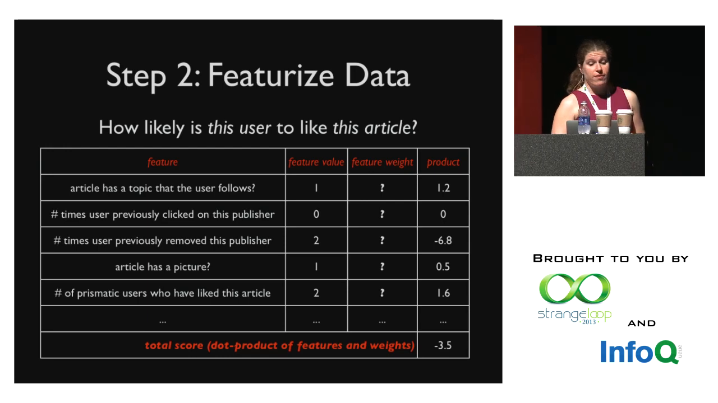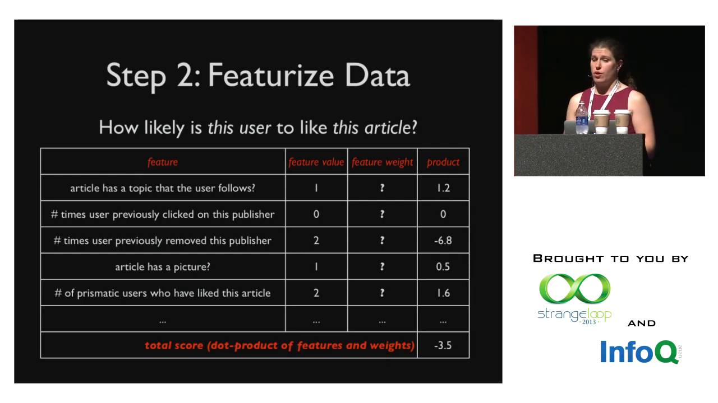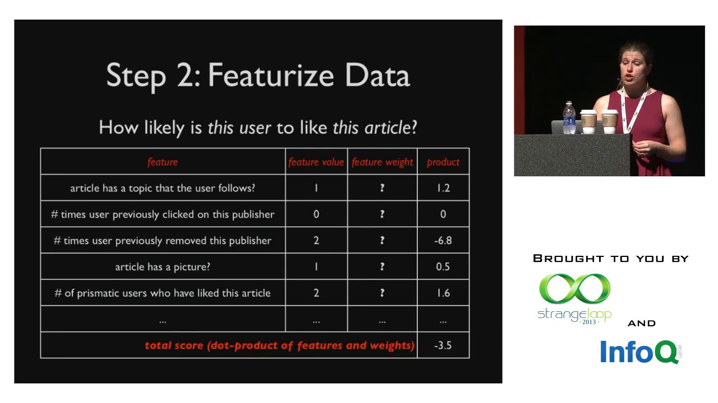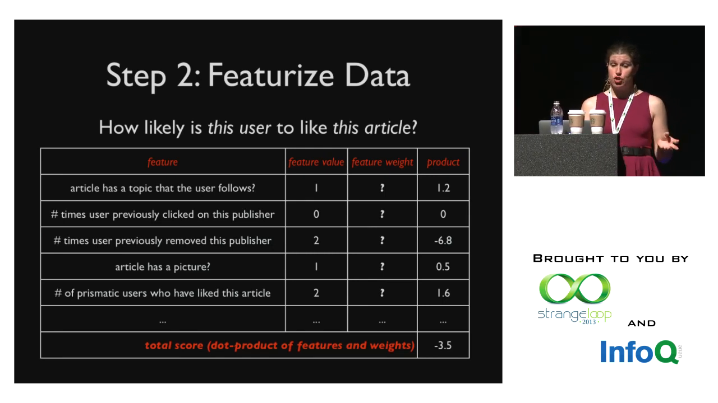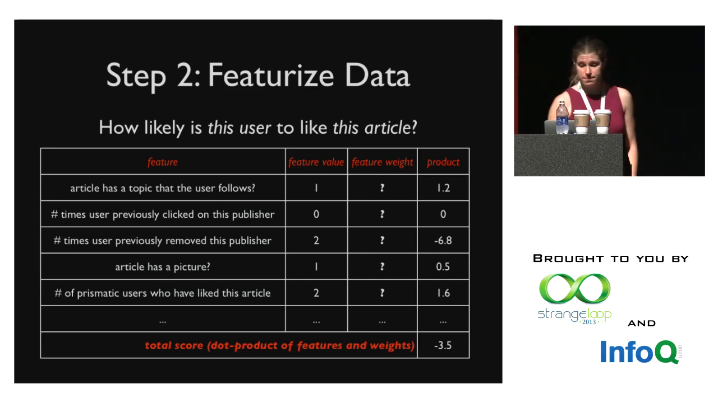So our goal then is to find the best possible values for these weights. We use a model called logistic regression, for those of you who are familiar with it. Basically, we want to find the weights which cause the positive examples, that is the good articles, to have large positive scores, and which cause the negative examples, the bad articles, to have large negative scores.